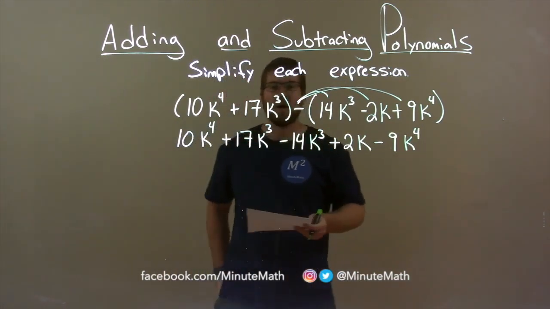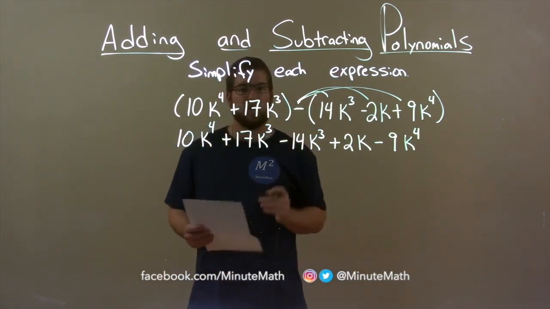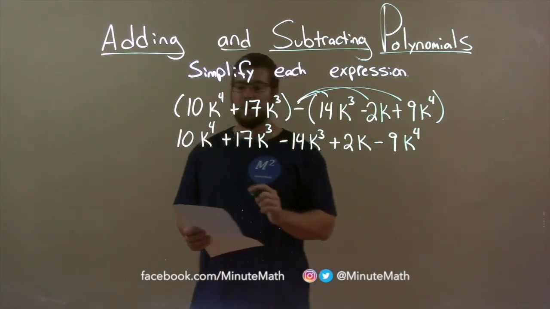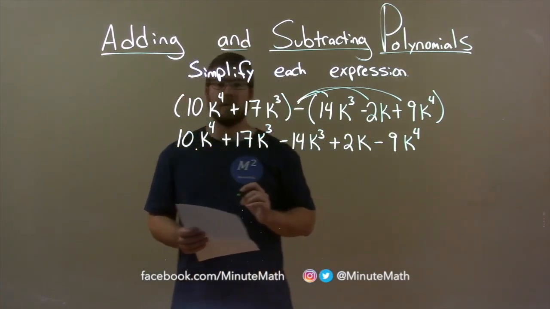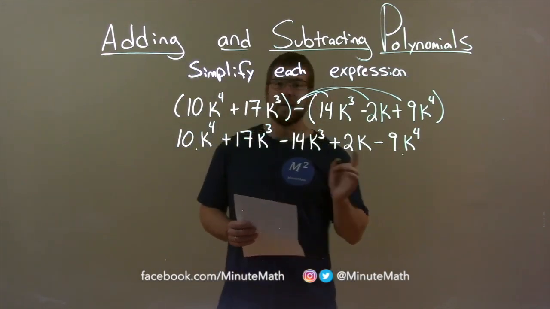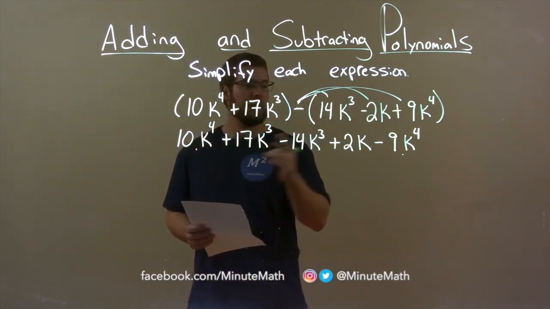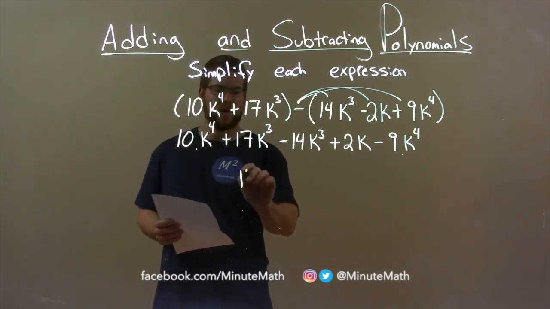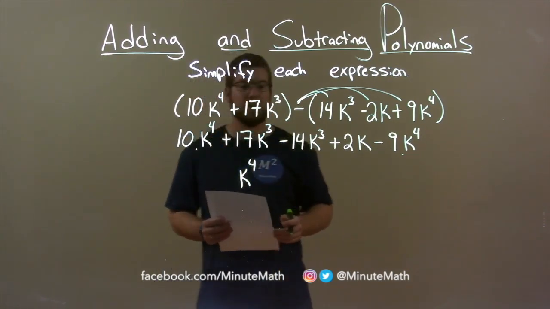So now I want to combine my like terms. Start with the highest degree. Highest degree I see is k to the fourth power. We have two of them, 10k to the fourth minus a 9k to the fourth. 10 minus 9 is 1. Don't need to write that 1 coefficient, so we just have k to the fourth power here.